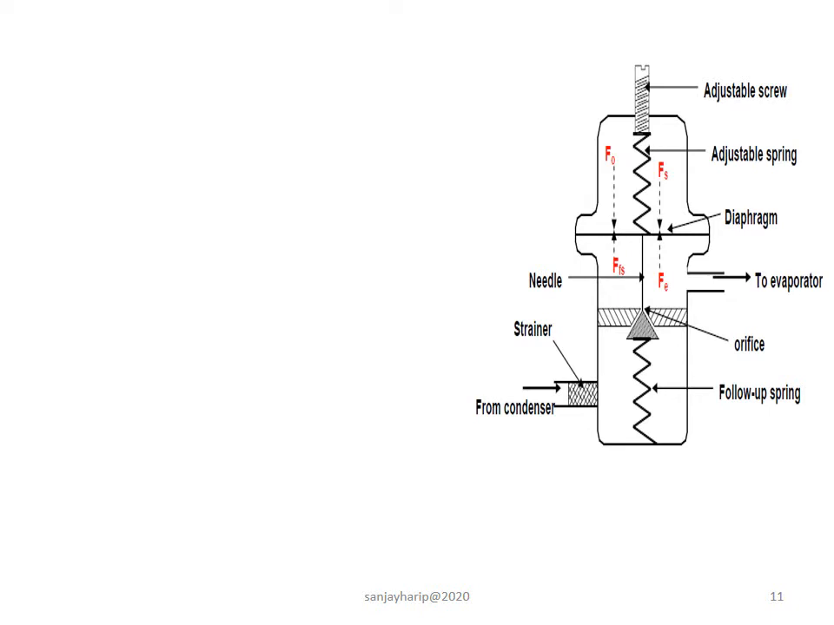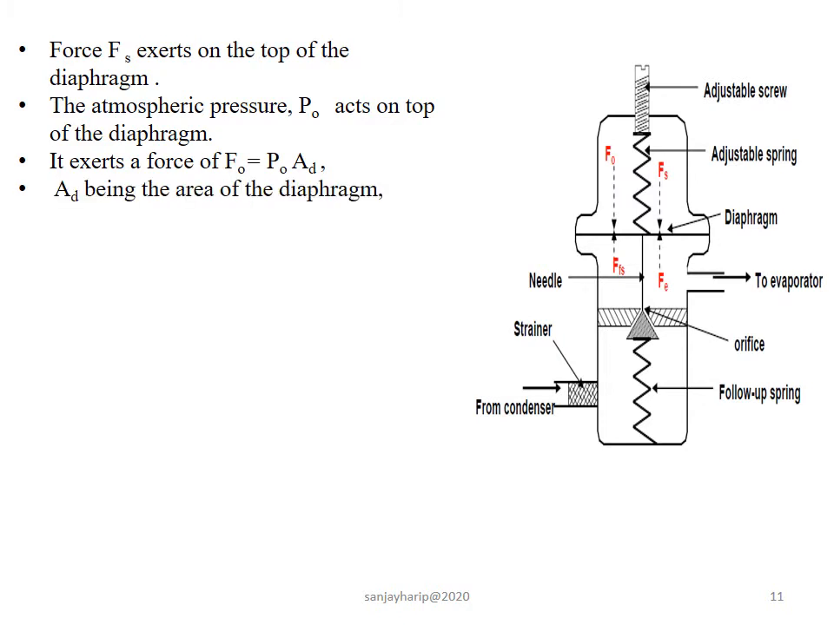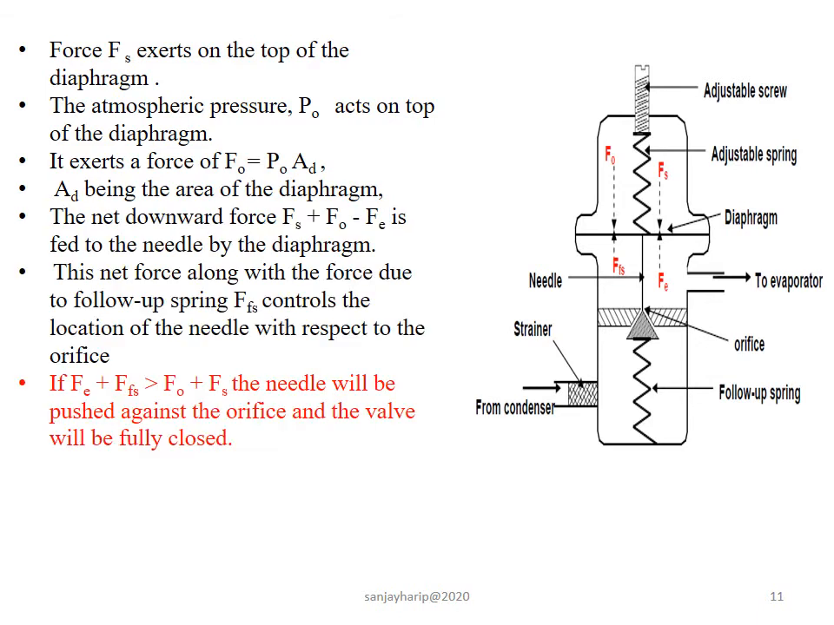As shown in the figure, the diaphragm is balanced between two forces acting in the upward direction and the two forces acting from the bottom direction. The force Fs exerts on the top of the diaphragm. Atmospheric pressure acts on the diaphragm. Therefore, it exerts a force, that is F0, that is equal to P0 into AD, AD being the area of diaphragm.